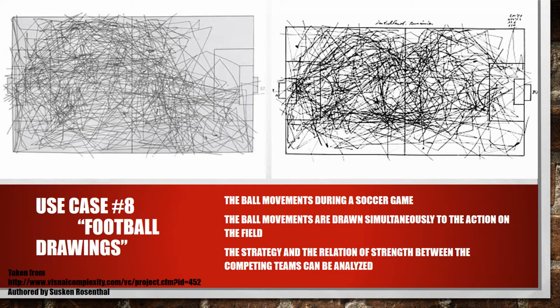The strategy and the relation of strength between the competing teams can be analyzed using this. So this is one of the most important areas of sports analytics, where teams use this data to devise strategies not only based on the movement of football but also the players on the field. What you actually notice is the movement of football, but the data that is lacking is basically the movement of players.